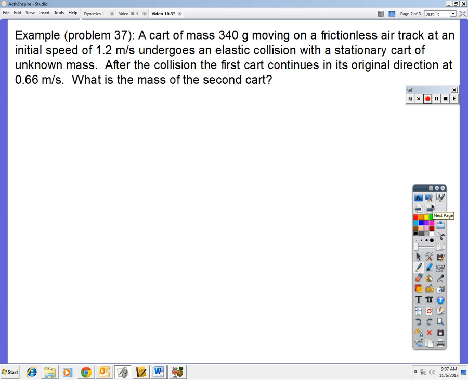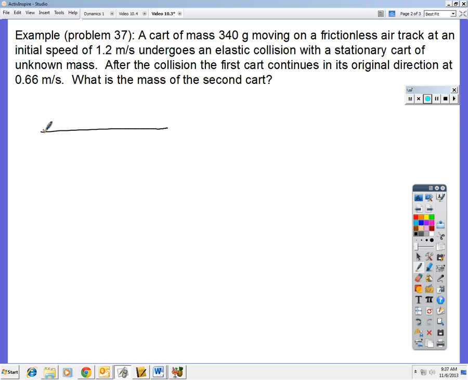And so here's an example. Let's say we have an air track. We have a cart of 340 grams mass, initial speed 1.2 meters per second, and it collides with a stationary cart of unknown mass. The first cart then continues in its original direction at 0.66 meters per second. What's the mass of the second cart? And in part B of the problem, we'll also want to find the velocity of the second cart after the collision.